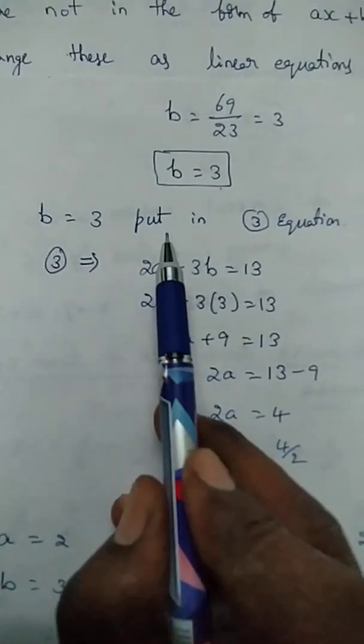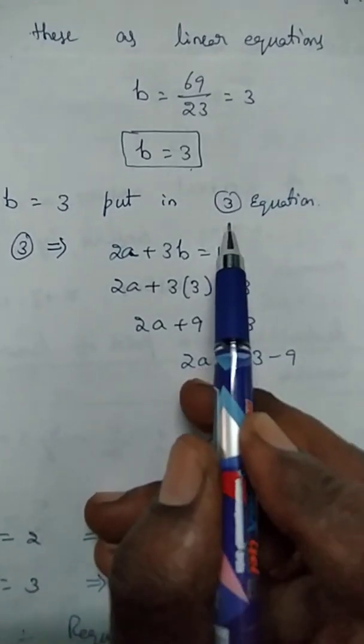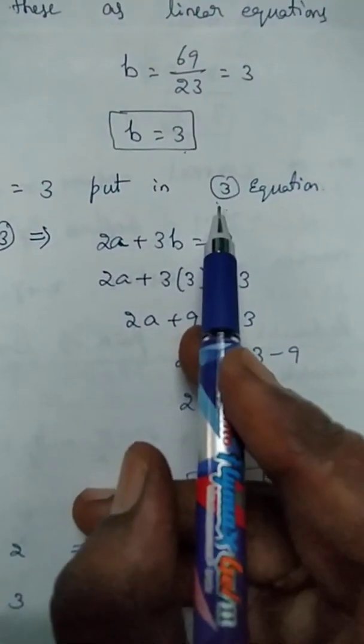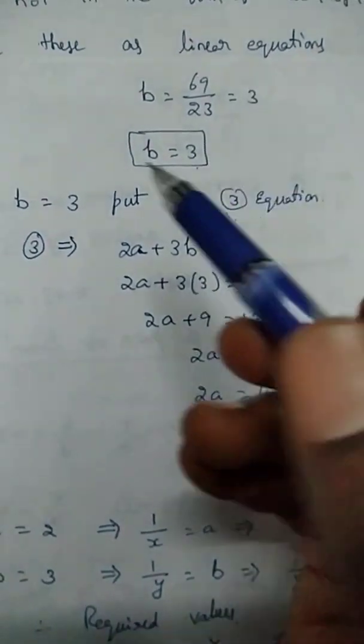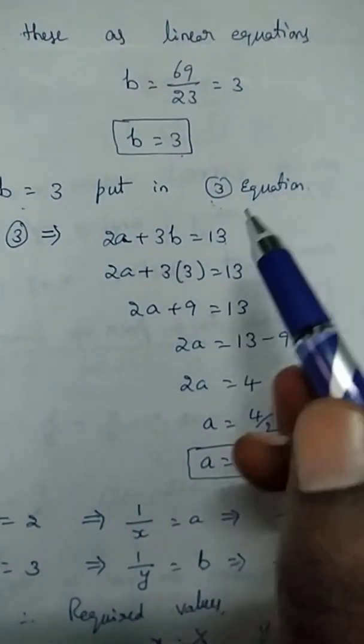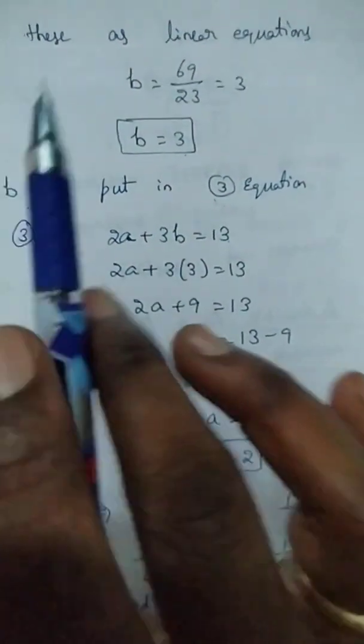Okay, b is equal to 3, substitute in the third equation. What is the third equation here? 2a plus 3b is equal to 13. The third equation or fourth equation? Don't substitute in the first and second equations. Why? Because in the first and second equations we don't have the variables a and b. Clear? Those variables are x and y. Where the variable b is there in the equations, we can substitute there only.